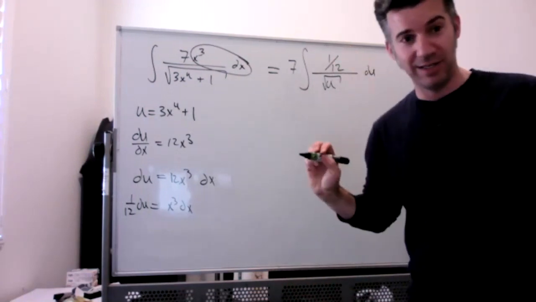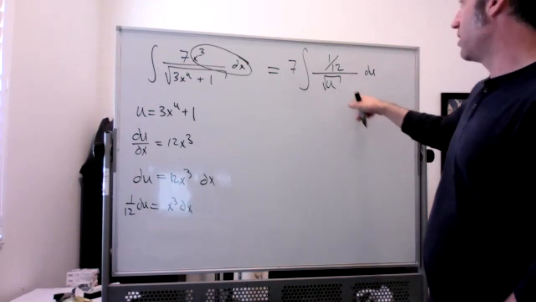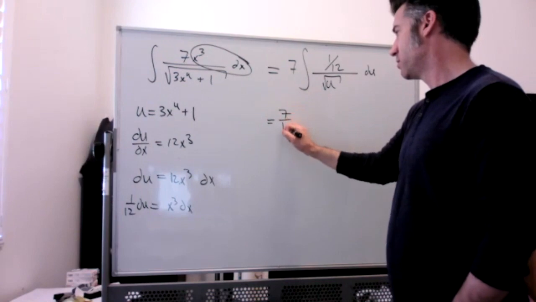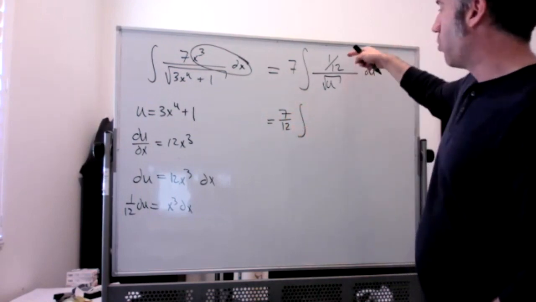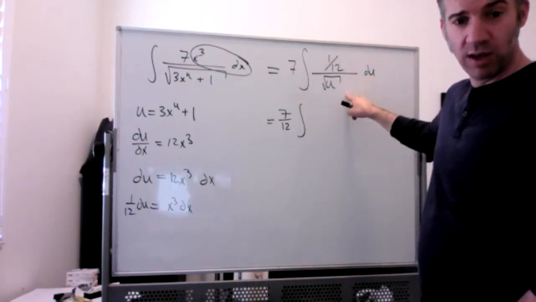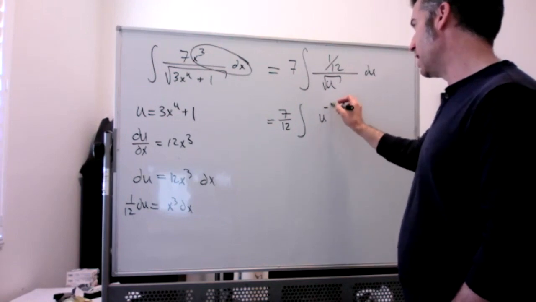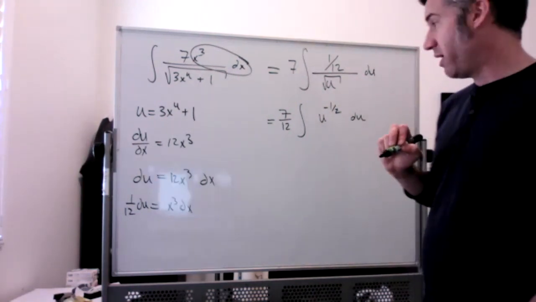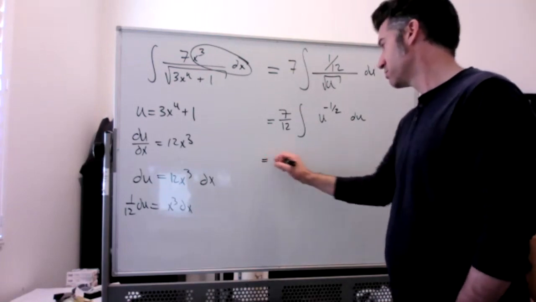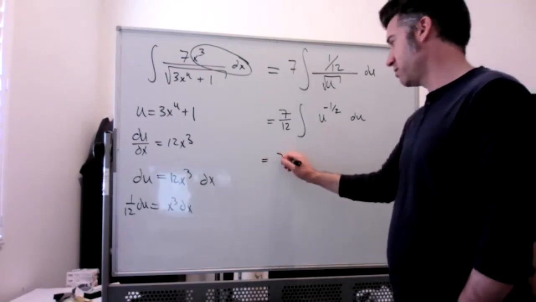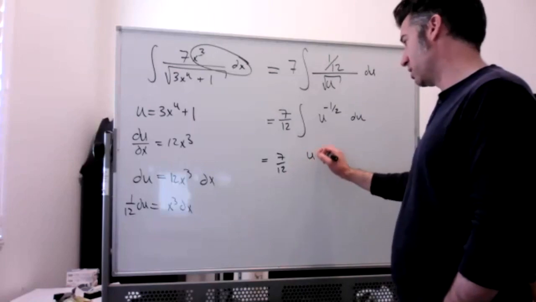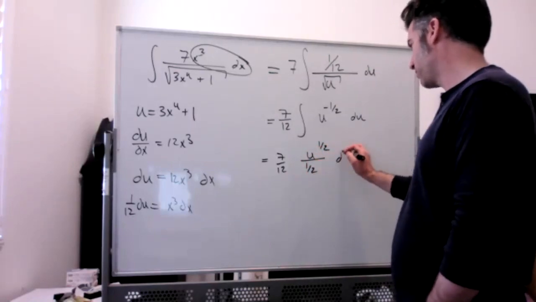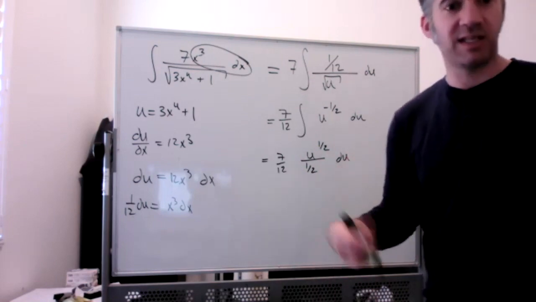It's usually not intentional. All right, so then let's rewrite this. Let's bring up the 1/12. And let's rewrite 1 over the square root of u as u to the negative 1/2. Then we will integrate that. We'll get u to the positive 1/2 divided by positive 1/2. Dividing by 1/2 is the same as multiplying by 2.